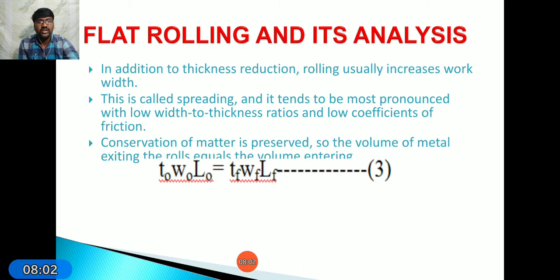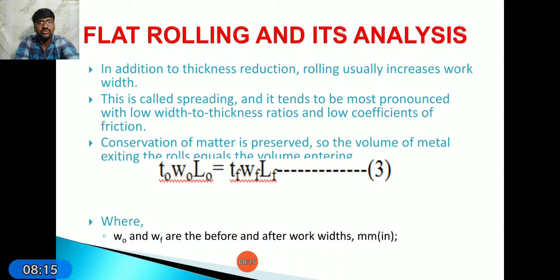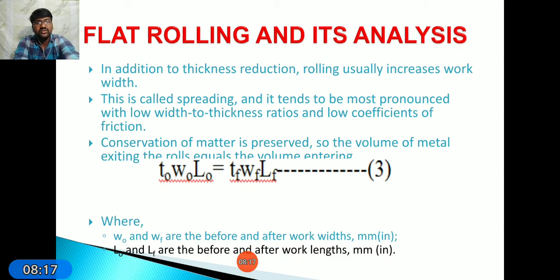Only the shape and size will change, but the volume cannot change in this process. We can represent it as an equation: T naught W naught L naught is equal to Tf Wf Lf, where T naught is the initial thickness, W naught is the initial width and L naught is the initial length, and the same terms are represented in final values.